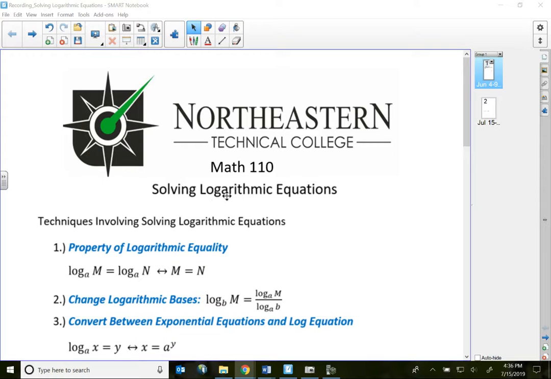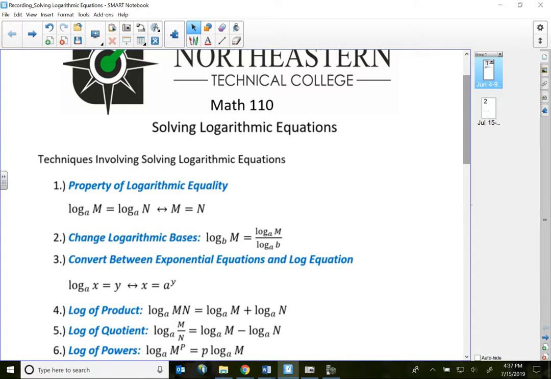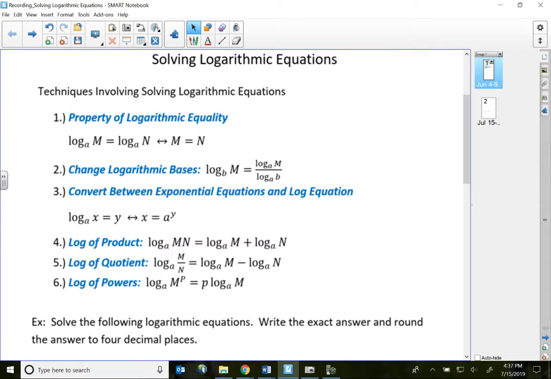Welcome to solving logarithmic equations. The previous video was about solving exponential equations. Let's take a look at how we're going to solve our logarithmic equations in this particular video. There are different techniques and properties that we can use to help us solve these log equations.